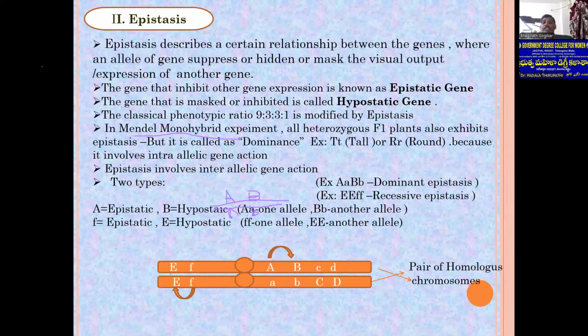The capital T gene masks the character of the small t gene. It is also one kind of epistasis. But in this context, we can't call it epistasis. It is called the law of dominance. Why? Because it involves intraallelic gene action.